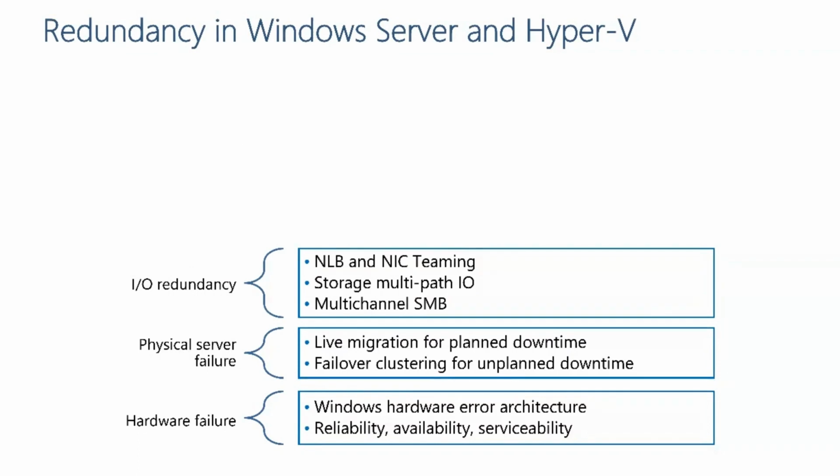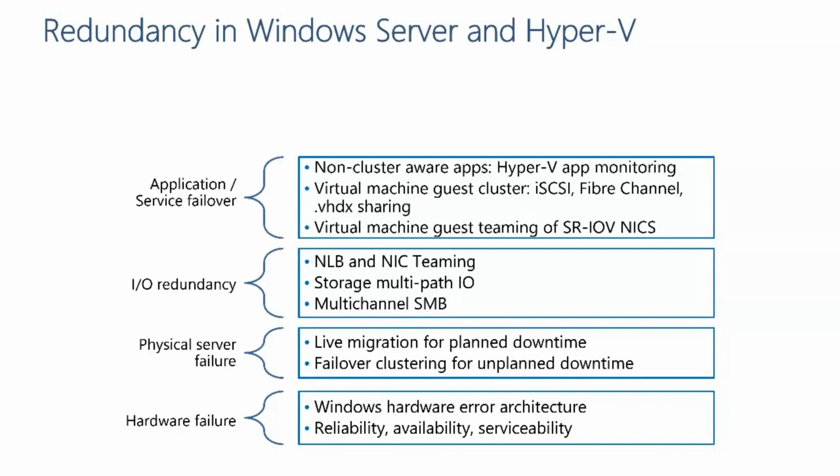What about IO redundancy? Again, with the redundancy, we can have network load balancing and NIC teaming. We can have storage multipath IO, and we can use multi-channel SMB. The thing you take out of that is when you have one path, one thing, it's easy to fail, and then it's very hard to keep going, isn't it? So if we have redundant components, redundant paths, redundant servers, multiple ways of doing the same thing, then it becomes more reliable.